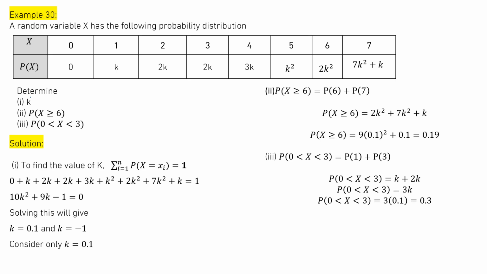Same as the previous one. First, you have to find k. So what do you do? You have to add all these probability values and set the sum equal to 1. So you will get this one.